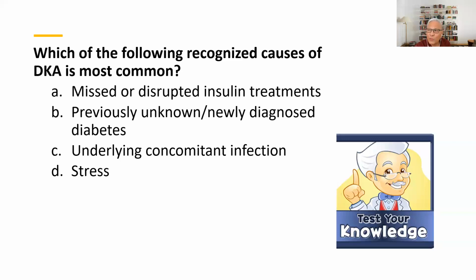Okay, so I think I didn't emphasize it enough. Do you remember me saying that despite the fact that a patient might be compliant with their medication, if they have an infection, infection requires an increase in your anti-diabetic agents? And so the correct answer here is letter C. An underlying concomitant infection is the most common cause of diabetic ketoacidosis.